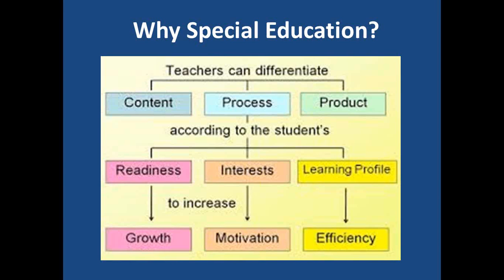So when you run out of options offered in general education and little progress is being gained in RTI, you turn to specialized instruction. Why? Because teachers can differentiate in the content, the process, the product. They can do it according to the student's readiness for the material, their interest, which is big, and their learning profile, so their style, to increase growth, motivation, and efficiency.